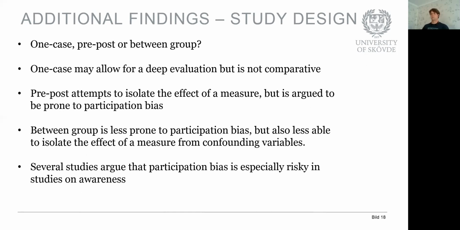The between group version is less prone to participation bias, but it's also less able to isolate the effect of a measure from confounding variables. So there seemed to be a trade-off. And if you read some of the old literature on experiments, there is a way to combine these two and hopefully find the gold standard, but then you also find the gold standard of complexity, unfortunately.